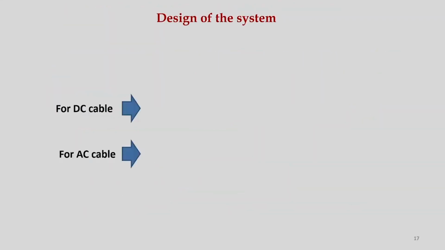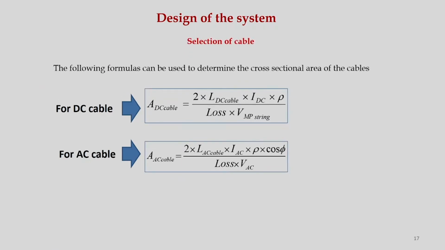Now, we need to pay attention to the cables, because cables also consume a huge amount of power and cost. To determine the cross sectional area of DC cables, we can use this equation. Rho is the resistivity, I is the current flowing through this circuit, and there is the cable length and losses, and we already know V MP string. And for AC cable, these equations are used. Of course, power factors need to be multiplied.